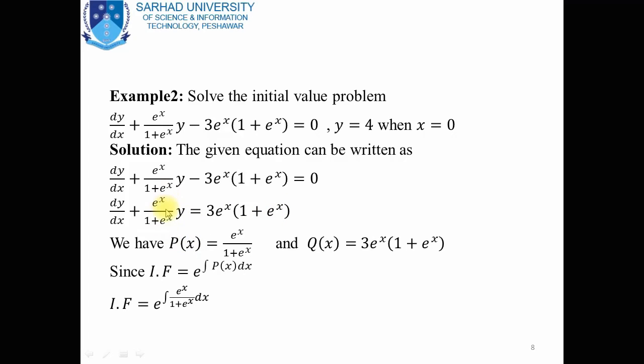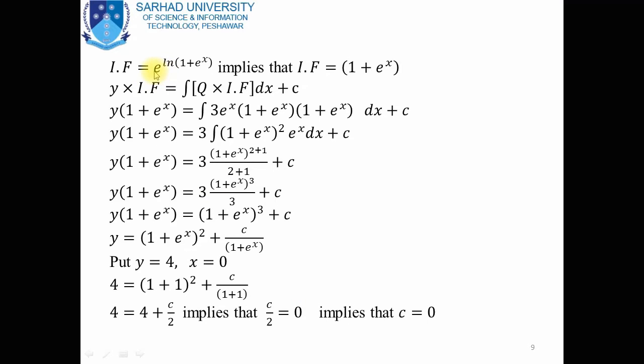Now this is the P function and this is the Q function. So first of all, find the integrating factor, e to the power integral of P with respect to x. Since in this differential equation y is dependent, P will be a function of x. So the integrating factor is e to the power integral of e^x/(1 + e^x), since this is the P function. Now the integrating factor is equal to e^(ln(1 + e^x)), and this implies that the integrating factor is equal to 1 + e^x.